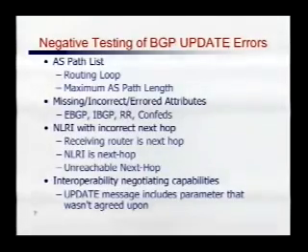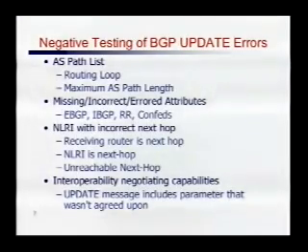It is possible you may have an implementation in your network that does something incorrectly with an attribute, and a neighboring router doesn't know how to handle that. There's been a known case where that neighboring router crashes. Okay, so negative tests like that should be done.